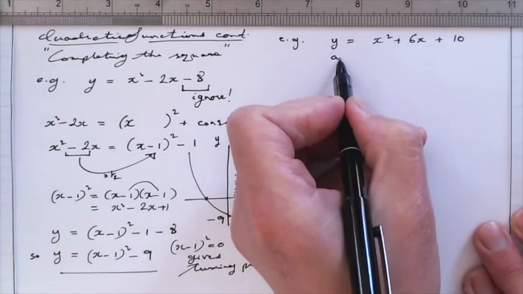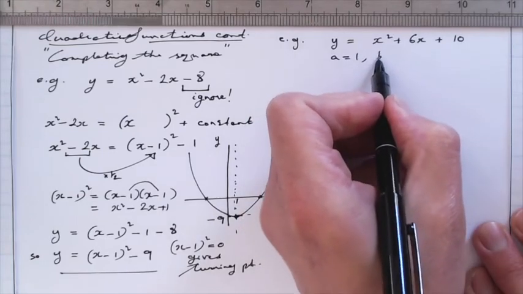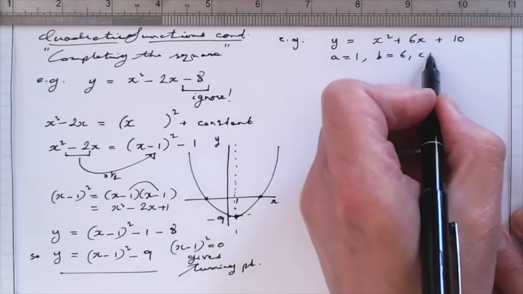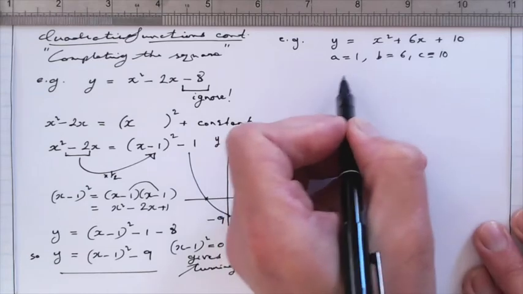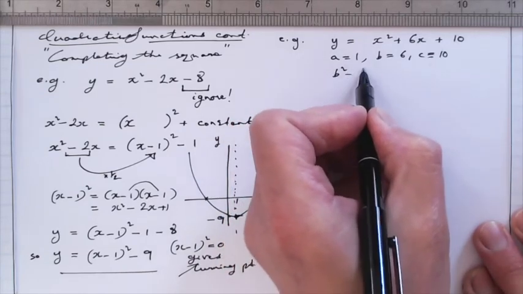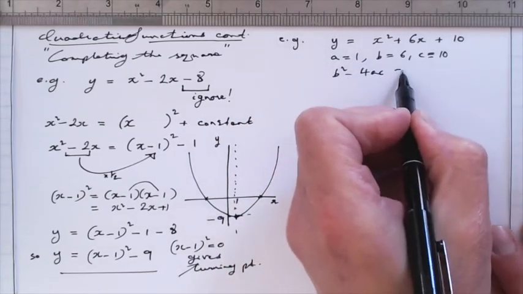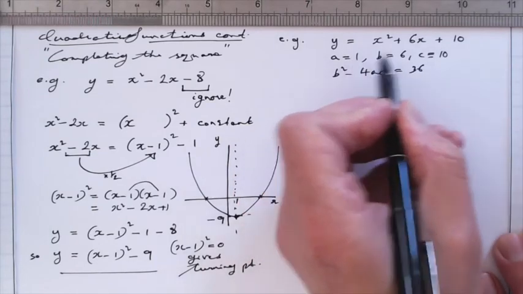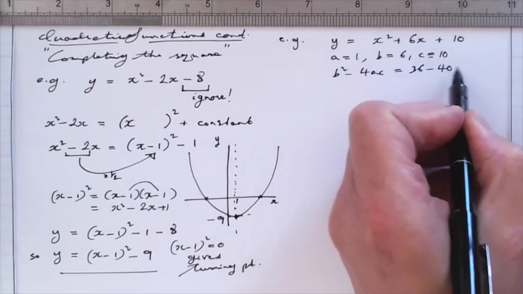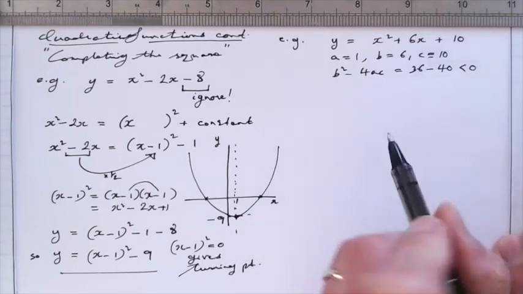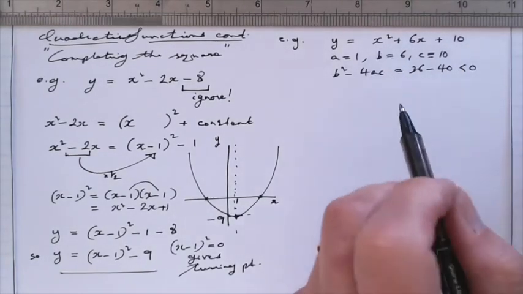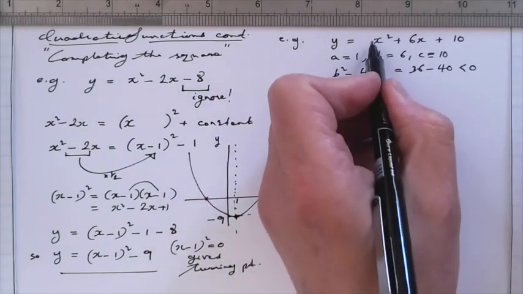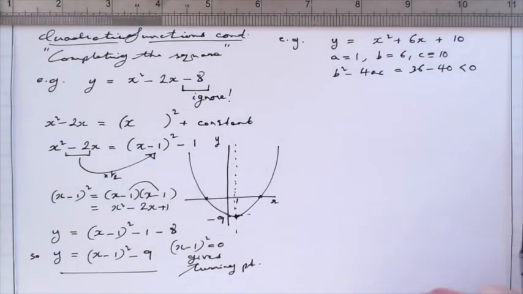a is 1, b is 6, and c is 10. The discriminant is b squared minus 4ac, that's 36 take away 4 times 1 times 10, take away 40. That's negative. This quadratic function will be a U-shaped one because a is 1, it's positive, but it has no roots.